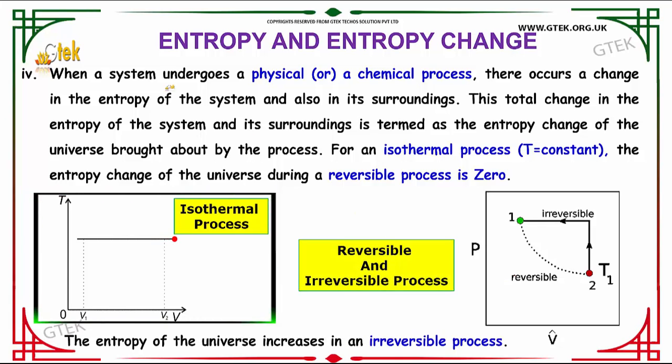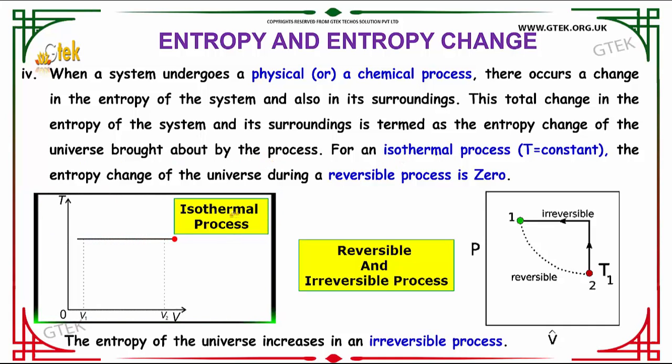Here is the fourth point. When a system undergoes a physical or a chemical process, there occurs a change in the entropy of the system and also in its surroundings. This total change in the entropy of the system and its surroundings is termed as the entropy change of the universe brought about by the process.